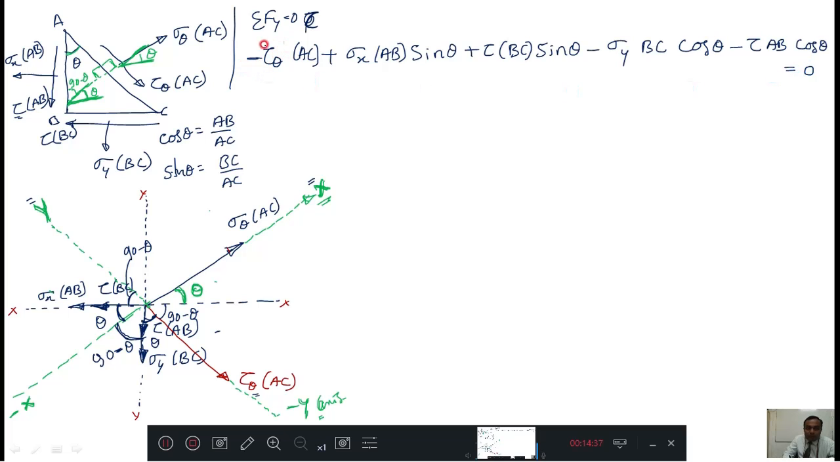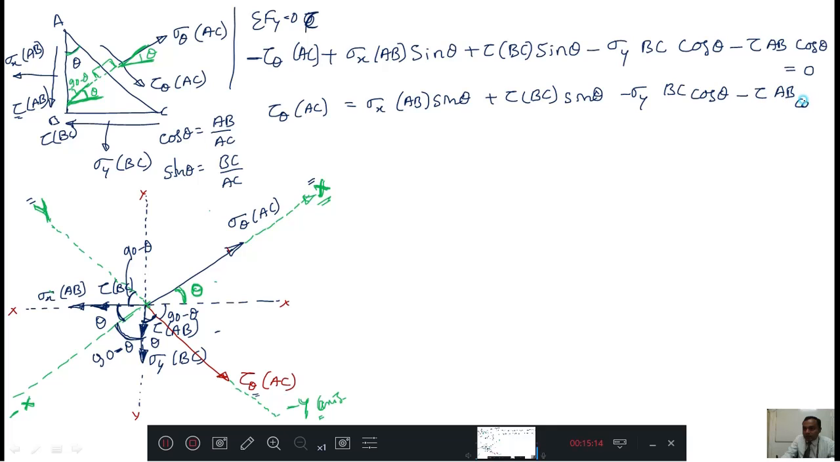Now we will send this one that side, because this is a minus 1. If it goes that side, that becomes positive. Therefore sigma theta AC equal to sigma x AB sin theta plus tau BC sin theta minus sigma y BC cos theta minus tau AB cos theta.